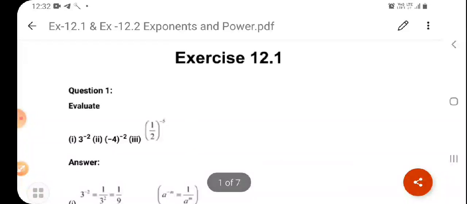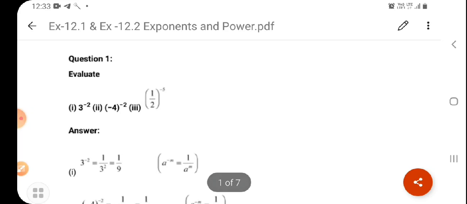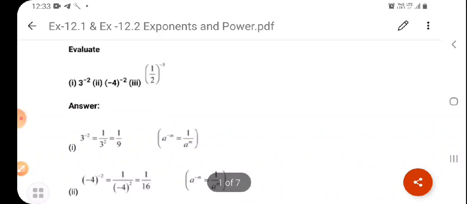Okay. Here, question number one: evaluate 3 to the power minus 2. We know that 3 to the power 2 is 9, 3 into 3. So here is minus 2, so we will take the reciprocal: 1 upon 3 to the power 2. Then our answer will be 1 upon 9, because a to the power minus m is equal to 1 upon a to the power m.